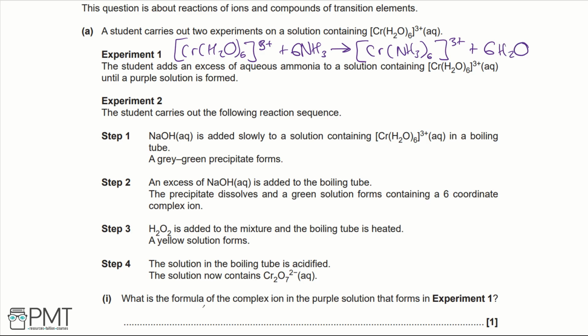That would be our [Cr(NH3)6]3+, and this would be an aqueous solution if we wanted to add a state symbol. To get the mark for this question, you must write Cr(NH3)6 in square brackets, 3 plus. The aqueous state symbol is optional. It doesn't get you the mark. It won't deduct the mark if you don't have it, but it is nice to include it.